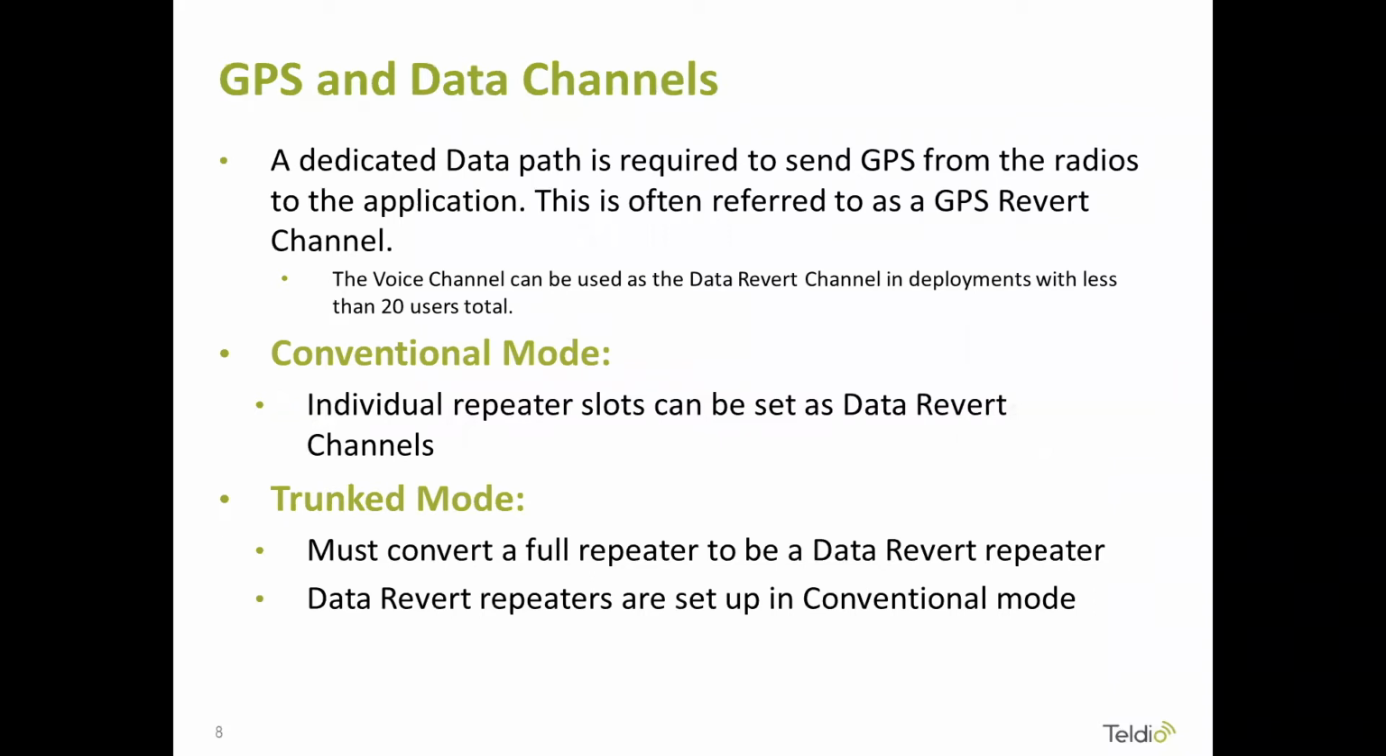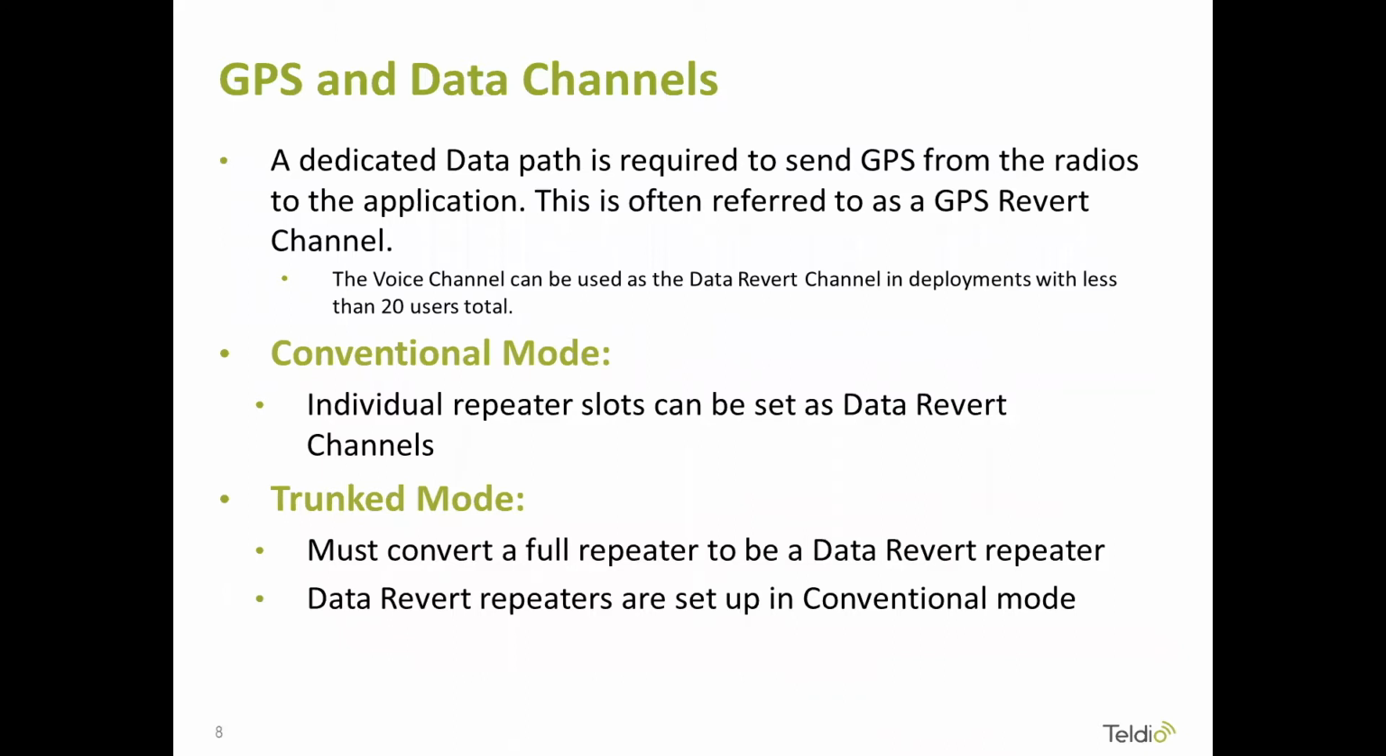One very important thing I want to mention in this is if you're doing GPS, you need data channels or data repeaters. That is a requirement, and you can find it in the Motorola System Planner, but here's the basics. You can use a voice channel if you have 20 or fewer users. Otherwise, you need dedicated data slots or repeaters, because with that much data, you'll actually lock up the system.